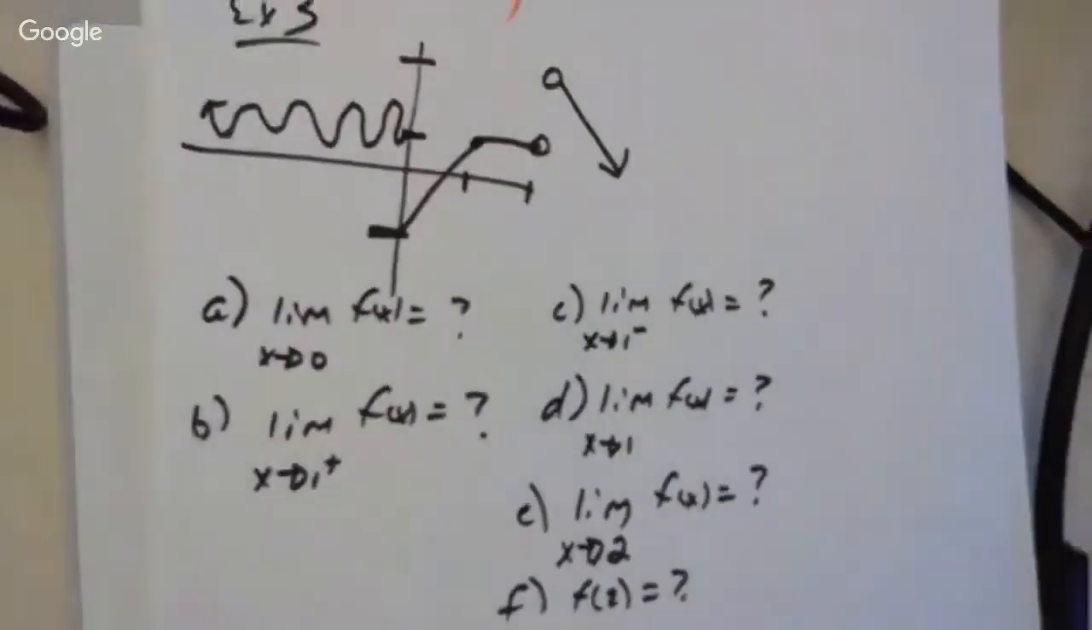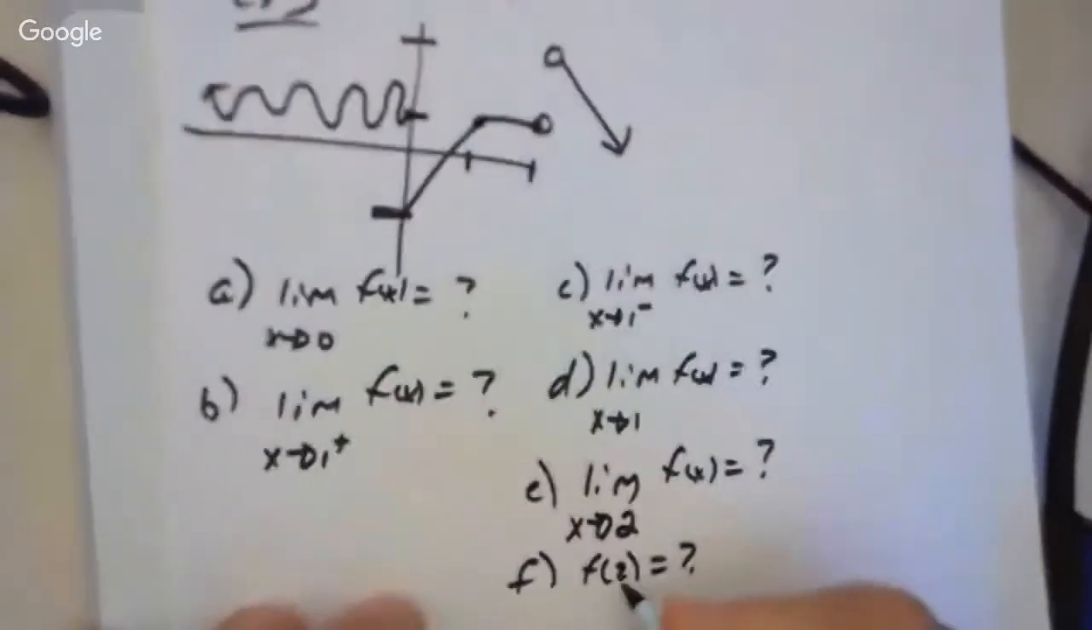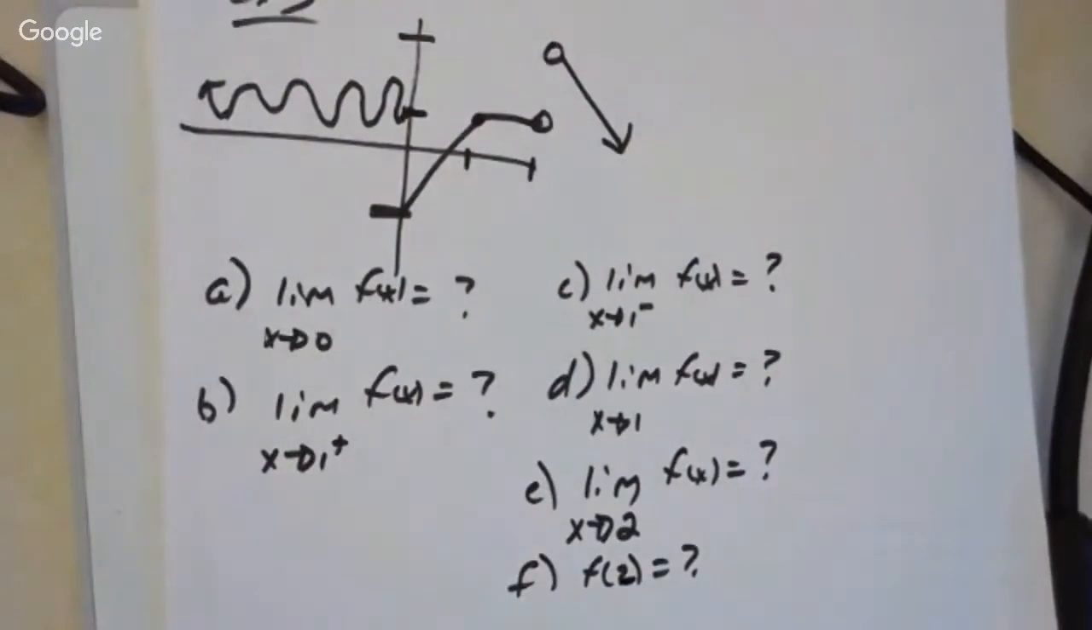So f of what was this? 2. f of 2 is equal to what?